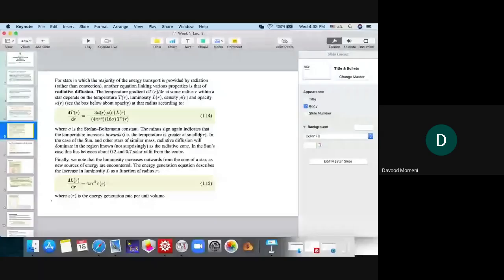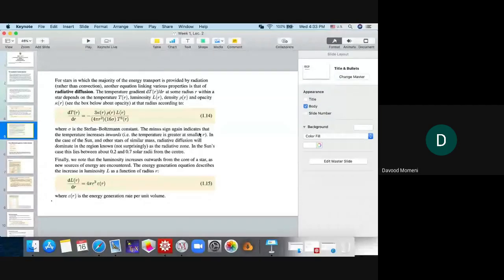Sigma is the Stefan-Boltzmann constant. So this is the equation. Of course, we don't go through solving those equations. We just use some approximation, you will see. Then the final equation which we need is the equation for luminosity.